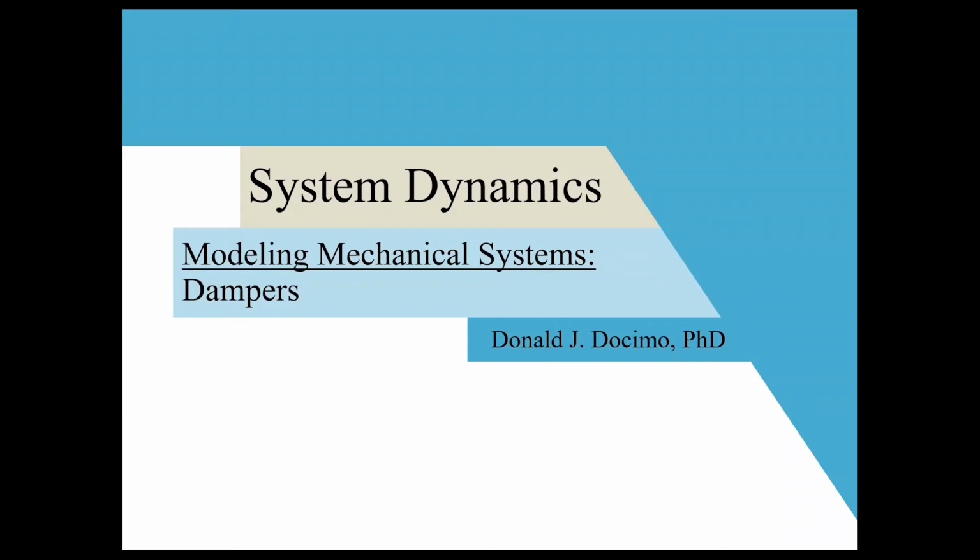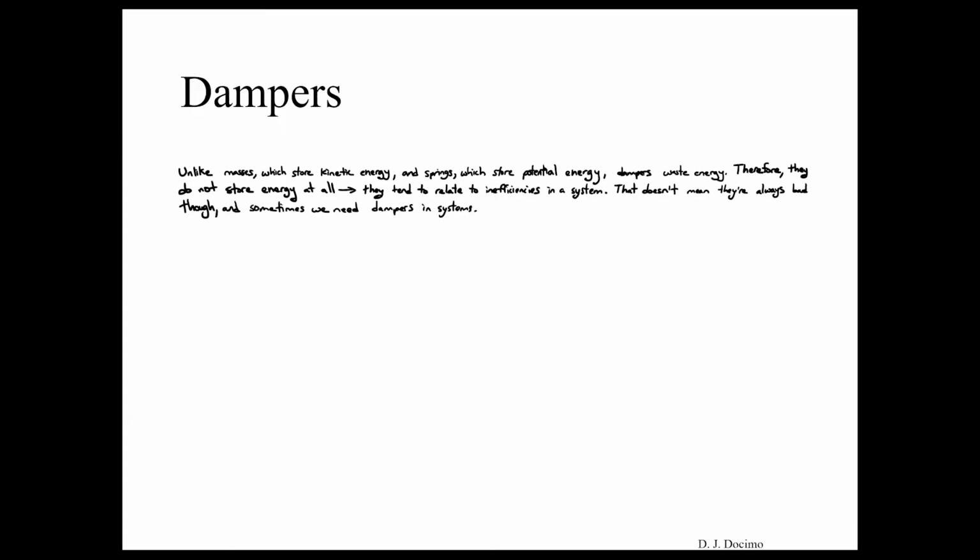Okay, so now we're going to cover dampers. Unlike masses, which store kinetic energy, and springs, which store potential energy, dampers only waste energy. Therefore, they don't store energy at all. They tend to relate to inefficiencies in a system. That doesn't mean that they're always bad. Sometimes we need dampers in our system, but they are related to inefficiencies.